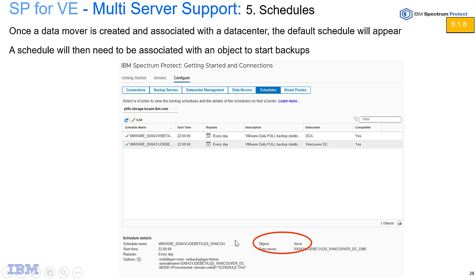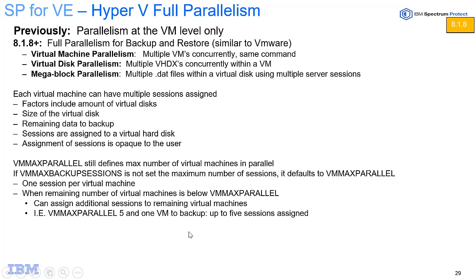Okay, and next new feature in Spectrum Protect for VE is our Hyper-V full parallelism. So this is now on our Hyper-V side. And previously only our VMware backups had this parallelism on it. But now in 8.1.8, we also offer that for Hyper-V, and that's going to be virtual machine parallelism, virtual disk parallelism, and mega block parallelism.